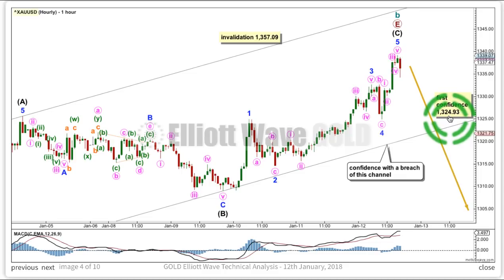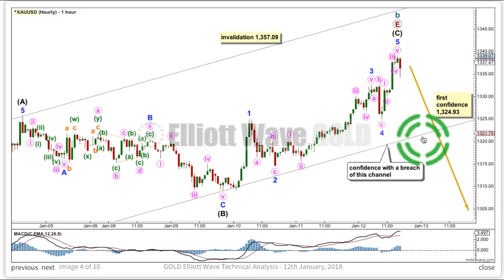The alternate would be invalidated with a new low below 1324.93, and that's why we need to see a new low below that point before we can have any confidence whatsoever that we may have a high in place. But what we really need to see is clear, strong downward movement breaking below the lower edge of this Elliott channel. When we have that, then we can have reasonable confidence that we have a high in place.